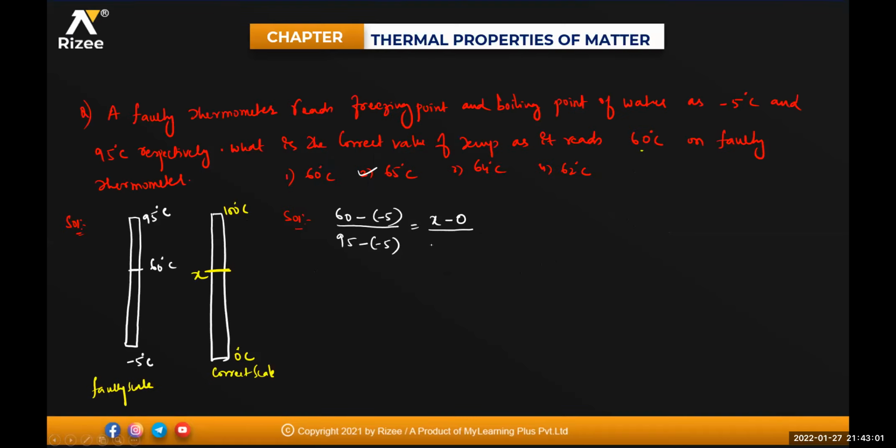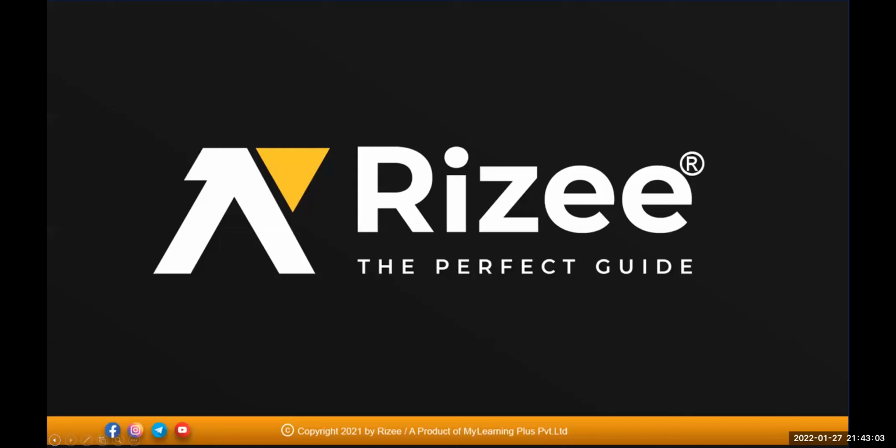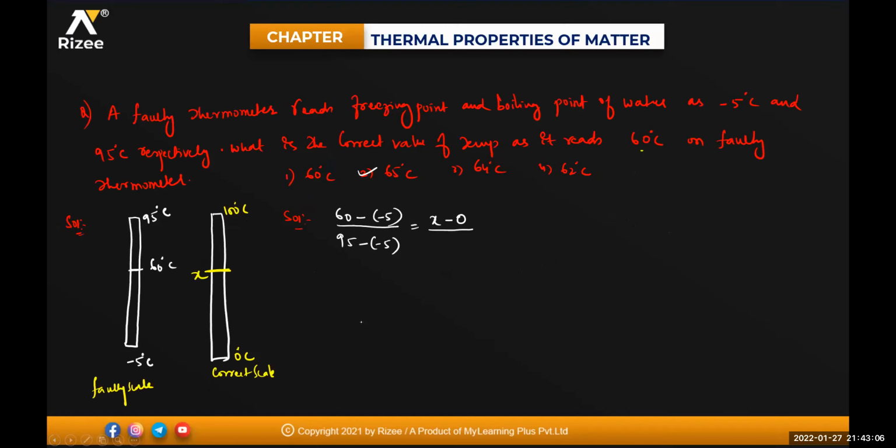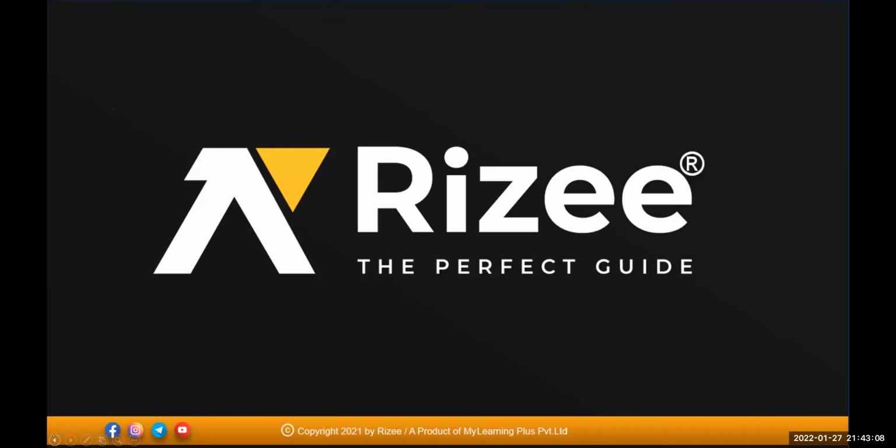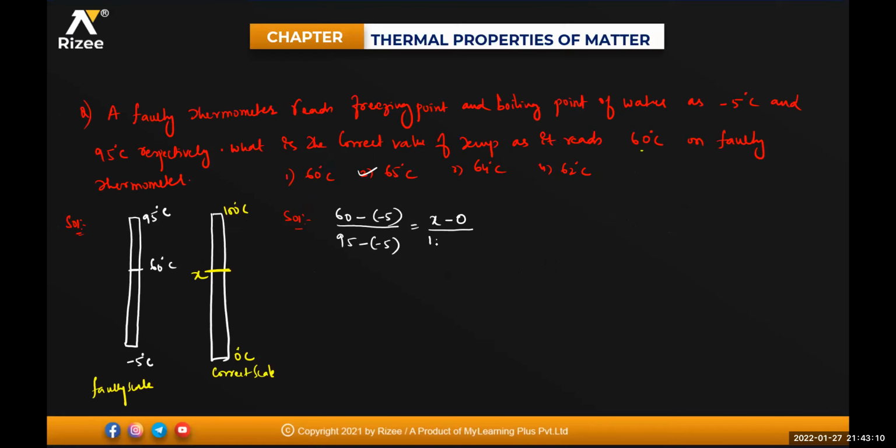So this will be equal to 100. So this is 100 minus 0. So 60 minus of -5 is 65, divided by 95 plus 5, so this will become 100. That equals X divided by 100. This 100 will get cancelled. So X will be equal to 65. Got an idea how to do the problem? Yes, sir. Very good.